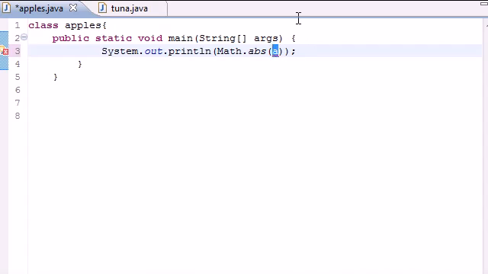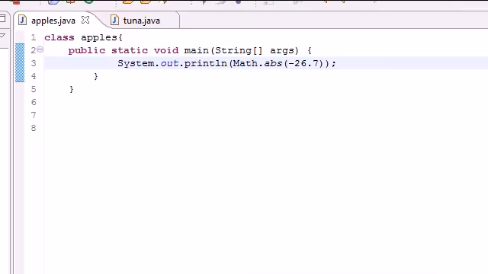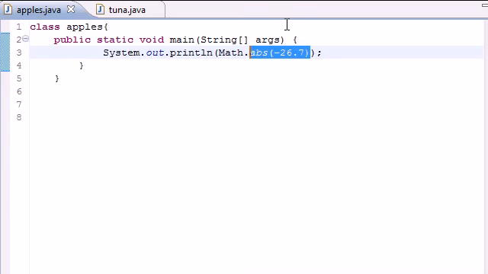What the absolute value does is take any number, negative or not, and give you the absolute value of it. So if you have 26.7 and you run this, it would output 26.7. If you have a positive 26 it would give you 26. If you have negative 26 it would give you 26. It's how far away from 0 the number is. So that's what abs does, absolute value.